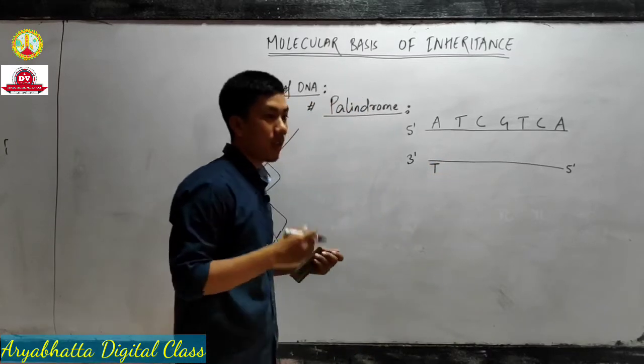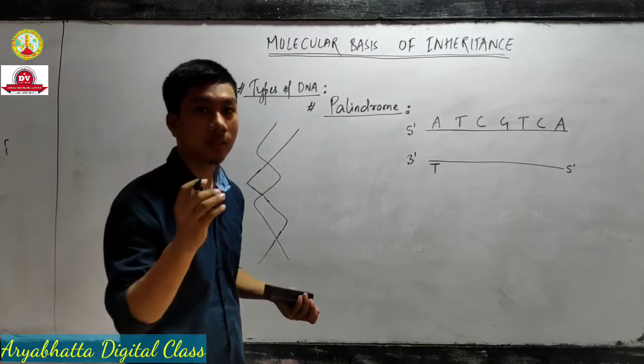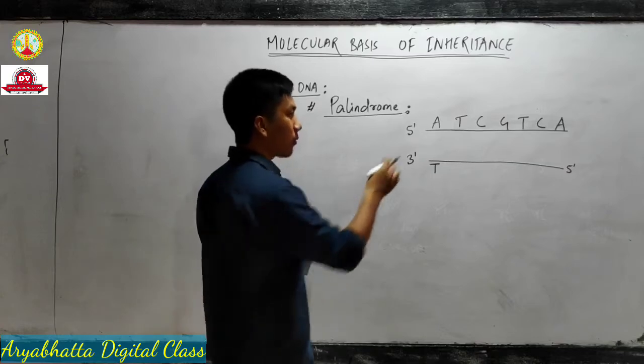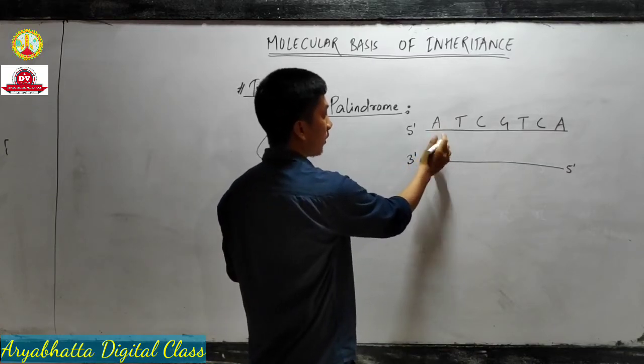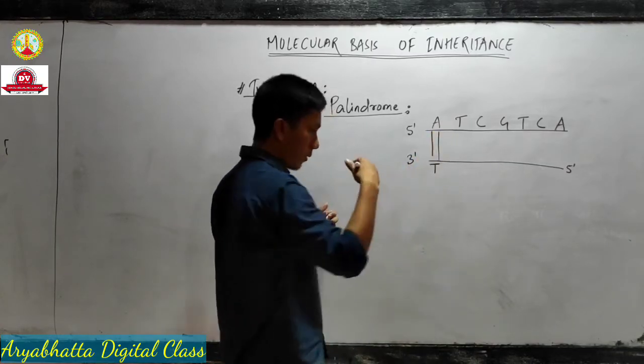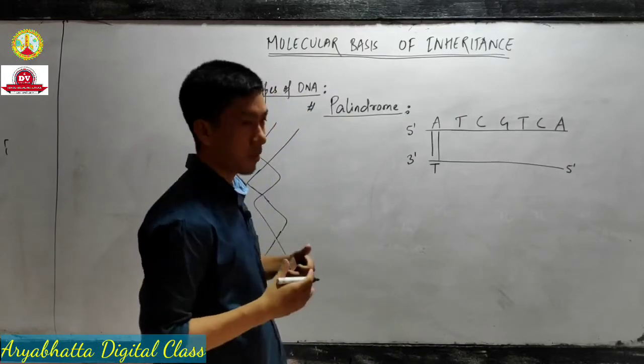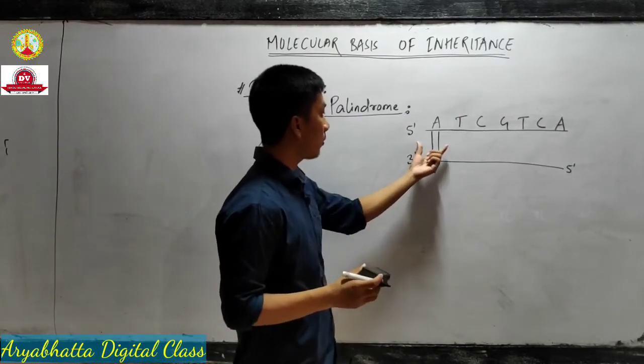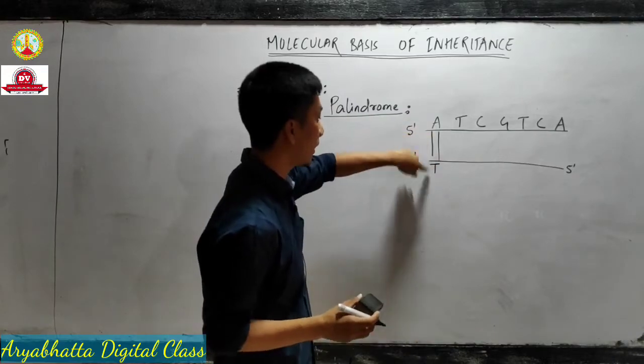Thymine. Because adenine always pairs with thymine by making a double bond. So we are not going to show the bond here, otherwise the diagram will become very complex. This is for us to understand. So we won't show it like that. We'll simply put it like this.